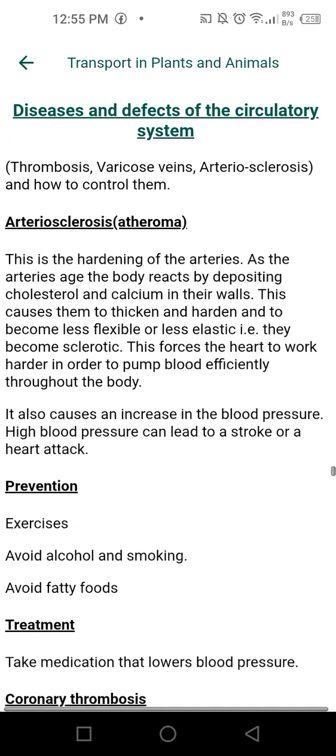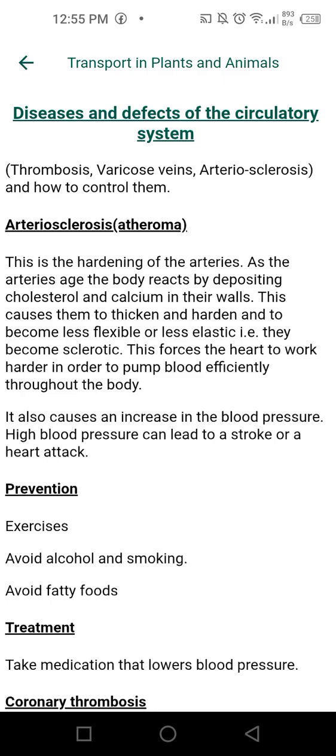Diseases and defects of the circulatory system: thrombosis, varicose veins, arteriosclerosis, and how to control them. Arteriosclerosis, atheroma. This is the hardening of the arteries. As the arteries age, the body reacts by depositing cholesterol and calcium in their walls. This causes them to thicken and harden and to become less flexible or less elastic, i.e., they become sclerotic.